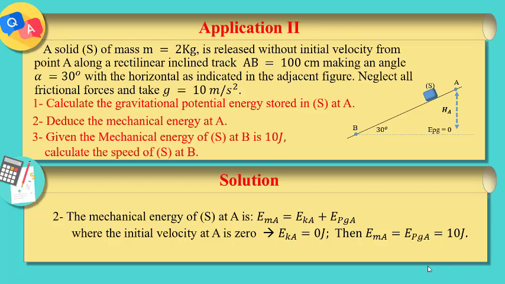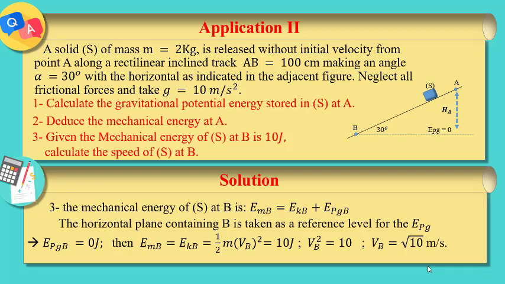Given the mechanical energy of S at B is 10 joules, calculate the speed of S at B. The mechanical energy of S at B is the kinetic energy at B plus the gravitational potential energy at B. The horizontal plane containing B is taken as the reference level for gravitational potential energy, so the gravitational potential energy at B is 0. Then the mechanical energy at B is just the kinetic energy, which is half m vB squared, equal to 10 joules. vB squared in this case is 10, and vB equals radical 10 meters per second.